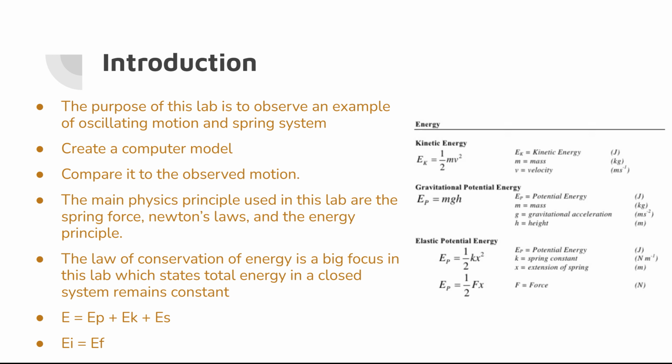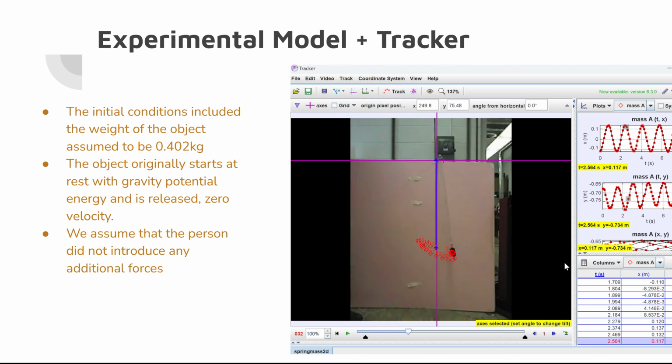Kinetic energy is equal to half of mass times velocity squared. We also have our gravitational potential energy, which is equal to mass times gravitational acceleration times height. And then our elastic potential energy. As you can see, there are two here: half of the spring constant times the extension of the spring squared, and the other is half of force times that same extension of the spring.